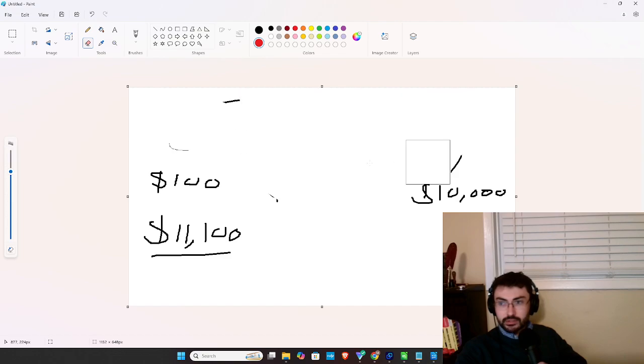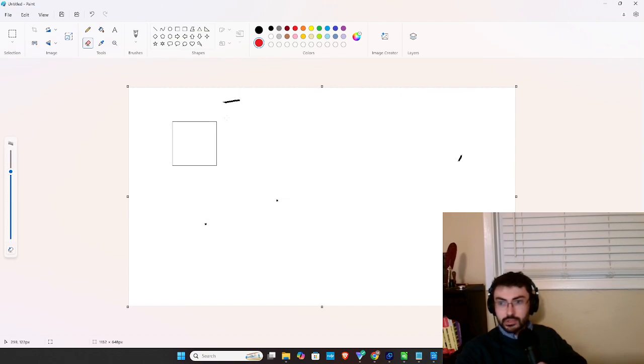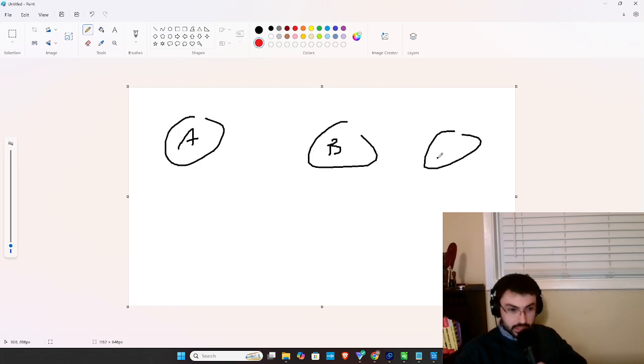let's just delete this. Under these new regs, all of these wallets have to have their basis tracked independently, right? So you have A, B, C, 100, 1,000, 10,000.